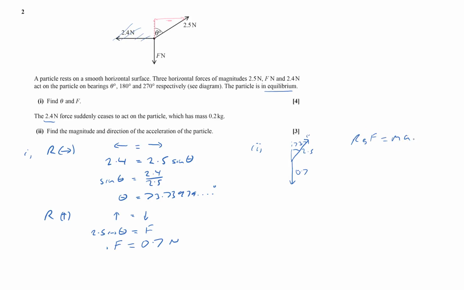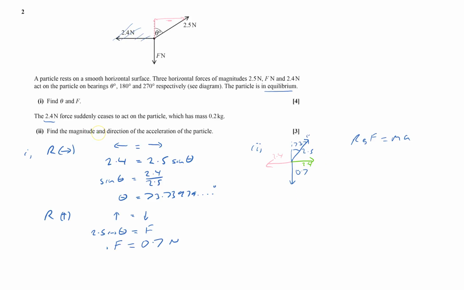But it's easier to work out this because what's happened, they've taken away that force there. It was in equilibrium, so if you take away that 2.4 Newton force there, the resultant force must be 2.4 to the right, because the blue forces and the pink force, which I had here, must obviously cancel each other out. So if I take away the 2.4 here, this bit will be 2.4 to the right.